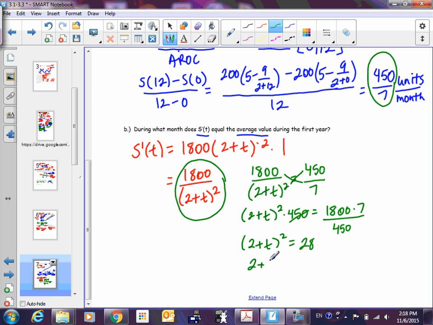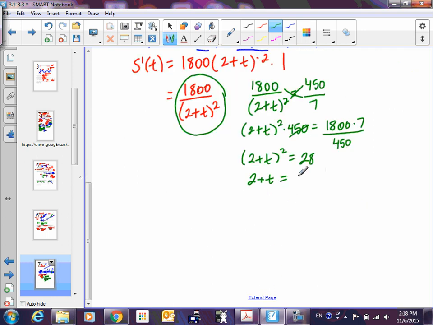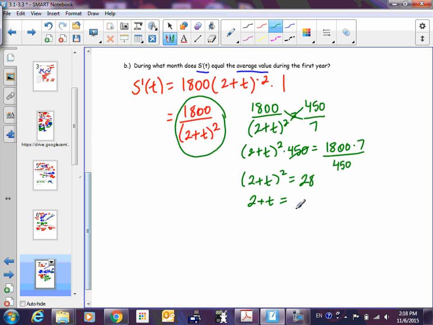So what is 2 plus t equal to? Square root of 28. Am I going to bother with negative square root of 28? No, because if I do the negative version of it and subtract 2, I'm going to have a negative answer. And that's a problem because we're not going to have negative time. So t exactly equals root 28 minus 2. What this ends up being as a decimal, I'm going to cheat here, is 3.292 months. Those 2's got a little weird. Let me rewrite them.